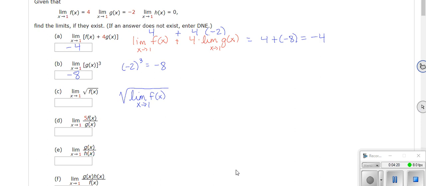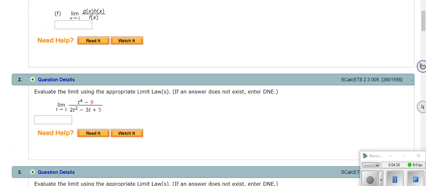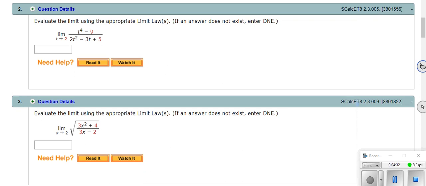All right, now let's keep going. On the smart ink, I have to erase each page before I can go farther. So now evaluate the limit using the appropriate limit laws. If an answer does not exist, enter D and E. Let's take a look here at number 2.